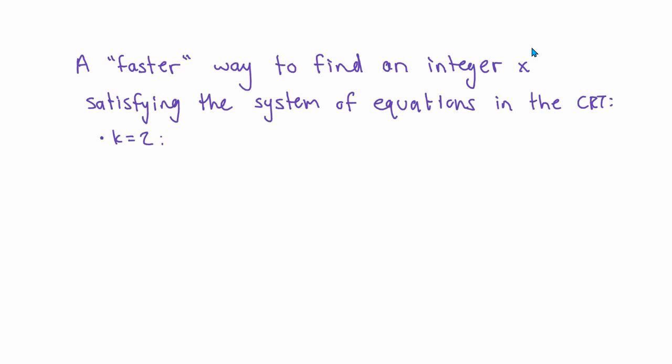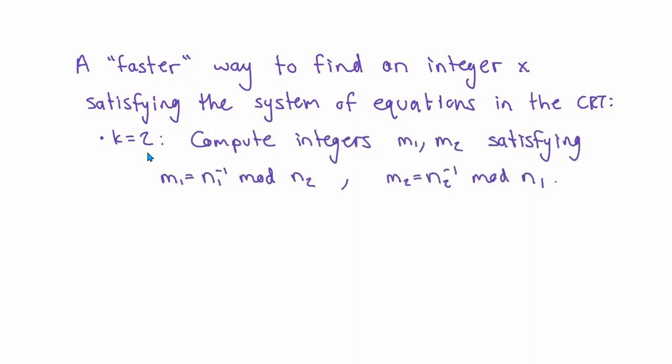Well, it turns out that there is, and in order to describe how to compute this integer x, first let's consider the case of two moduli. When we have two moduli, n1 and n2, which are relatively prime, in order to find the integer x which is guaranteed by the Chinese remainder theorem, we want to start by computing integers m1 and m2 with the properties that m1 is n1 inverse modulo n2, and m2 is n2 inverse modulo n1. Note here that the fact that n1 and n2 are relatively prime guarantees that both of these inverses exist.